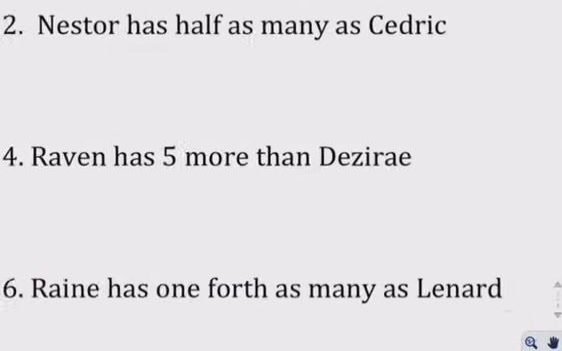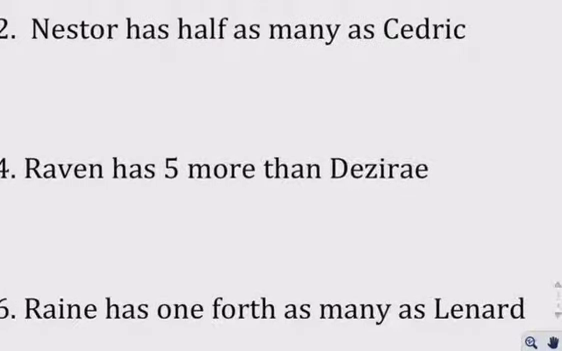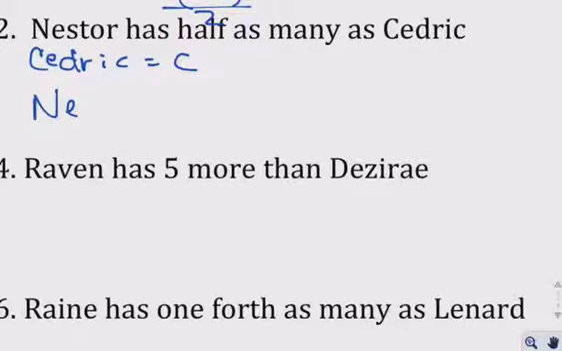Let's look at here. Nestor has half. So Nestor has half of Cedric. We don't want to write Cedric every time, so let's give Cedric the letter C. And Nestor has half. Half means divide by 2. Whatever it is, divide by 2. That's Cedric. Divide by 2 would get you Nestor. Nestor is Cedric, C, divided by 2.